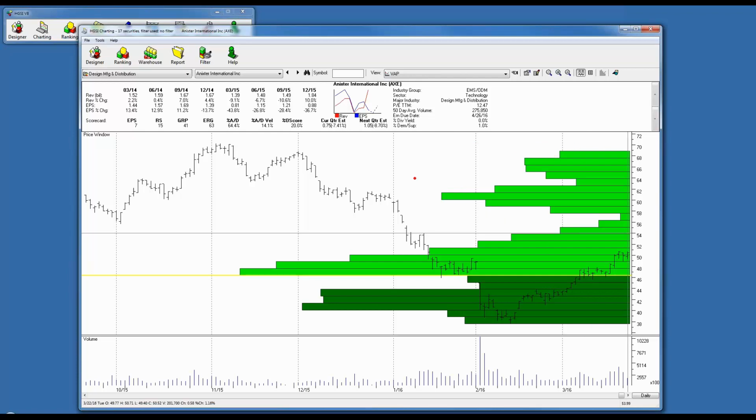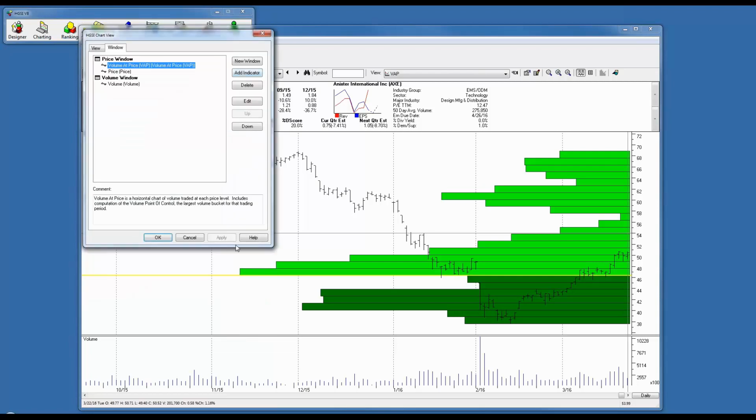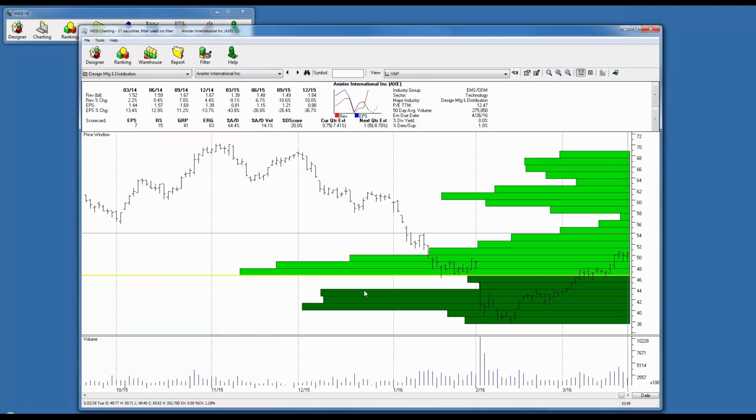Inside the indicator, if you lower the number of volume buckets, it'll change the number of bars and how much it divides this price range up in. And those are really the only two controls that this indicator works off of, for the most part. I mean, the other ones all control how it draws and what it draws.